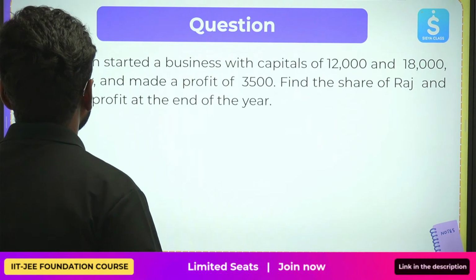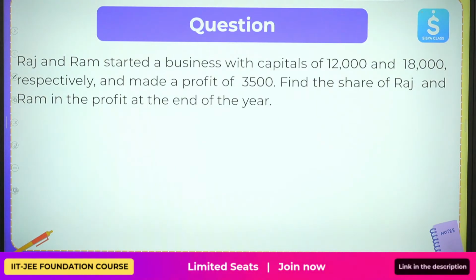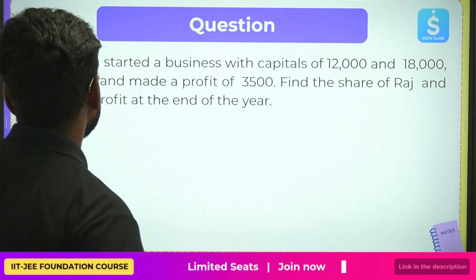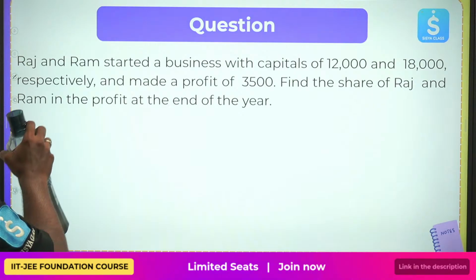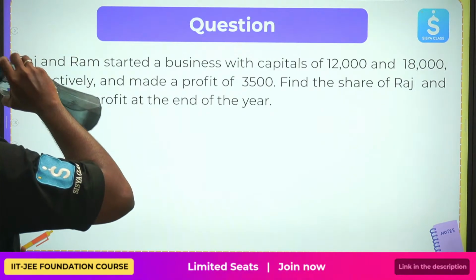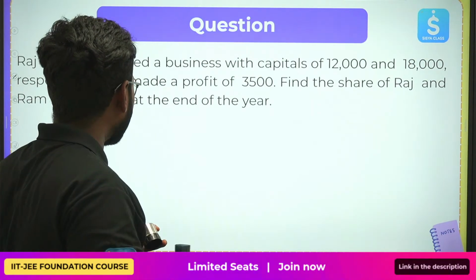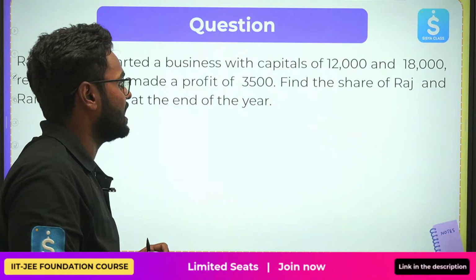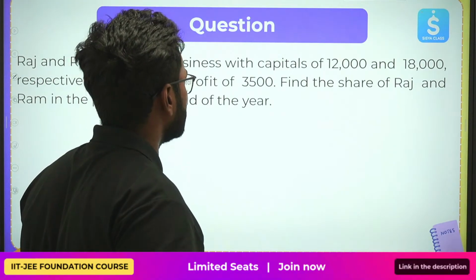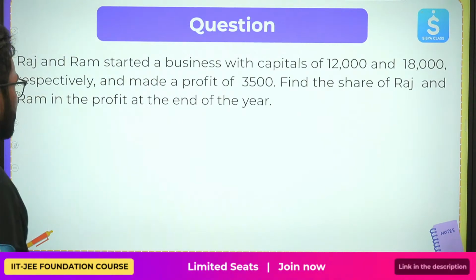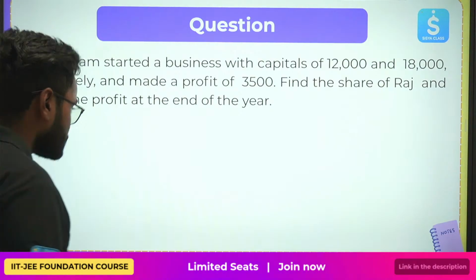Come on, guys. So we have the last and I guess final question. Raj and Ram started a business with capital of 12,000 and 18,000 rupees respectively, and made a profit of 3,500. Find the share of Raj and Ram in the profit at the end of the year.